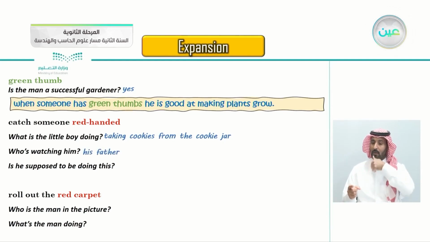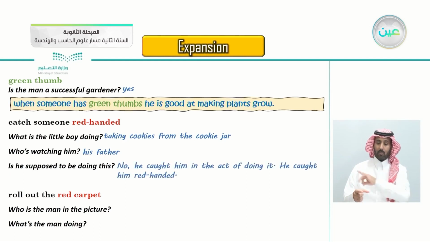Is he supposed to be doing this, taking the cookies from the cookie jar? Of course not. No, he caught him in the act of doing it. He caught him red-handed. So this is what it means to be red-handed. To catch someone red-handed means that you caught them in the act while they are doing maybe a crime, maybe not, just taking a cookie jar here.